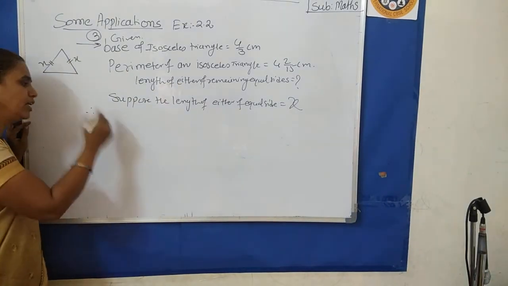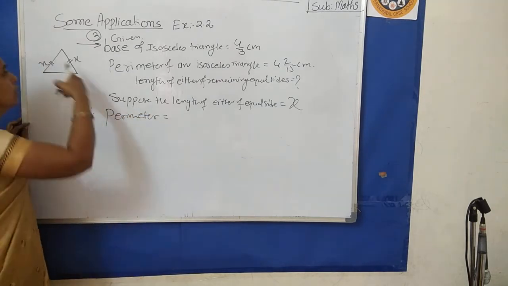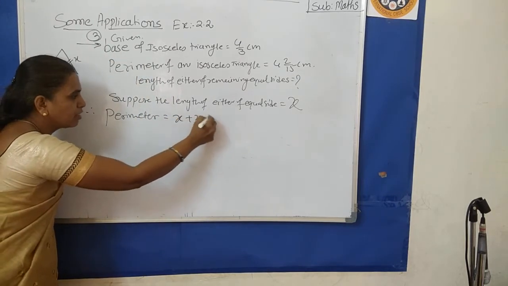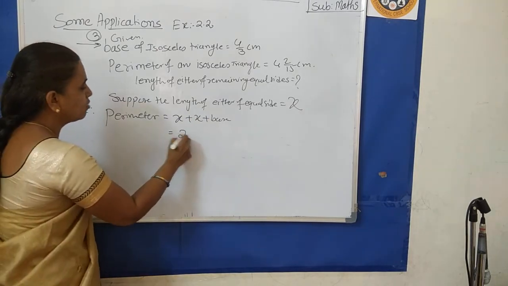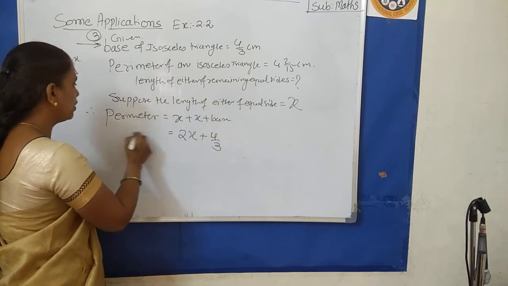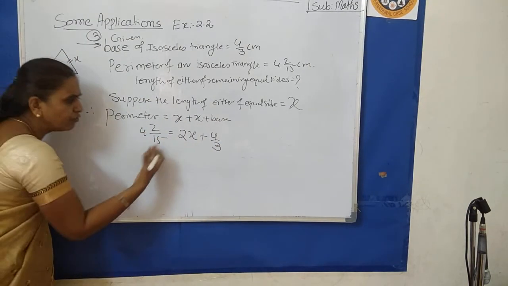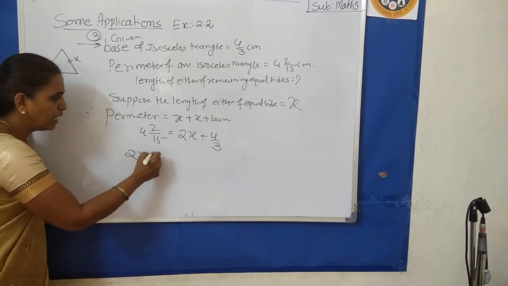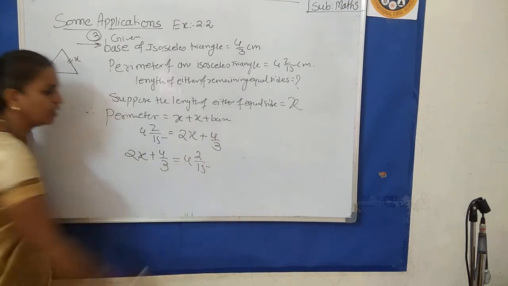So what do we write as the perimeter? Perimeter is equal to the length of the two equal sides plus the base, that is x plus x, which is 2x, plus the base, which is given as 4/3, and the perimeter given is 4 2/15. We can write this equation by changing its sides; nothing will happen when we change the sides. That is, 2x plus 4/3 is equal to 4 2/15.